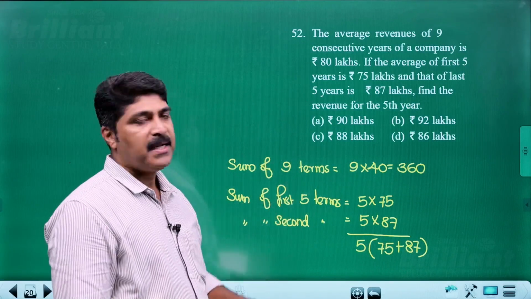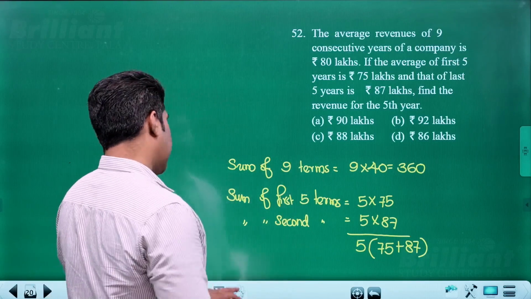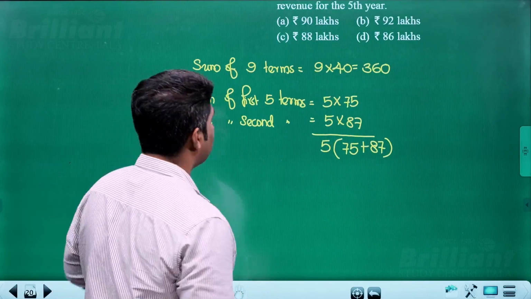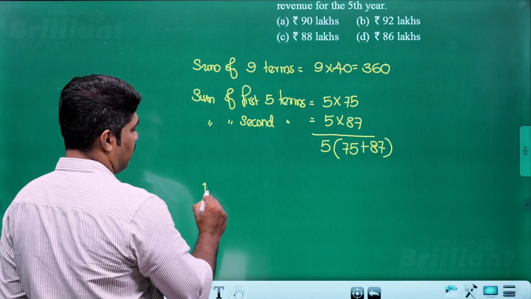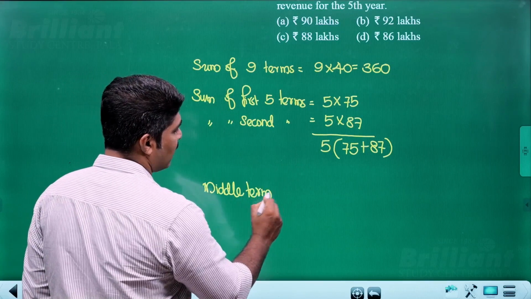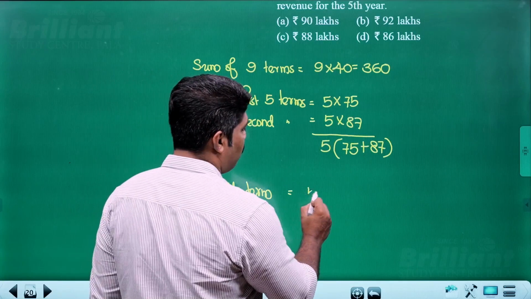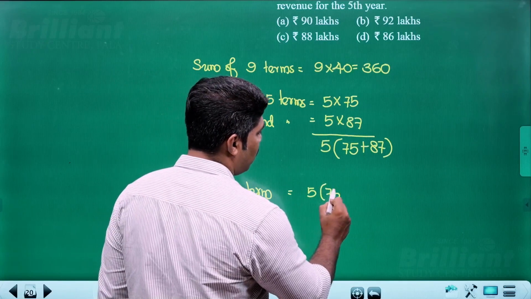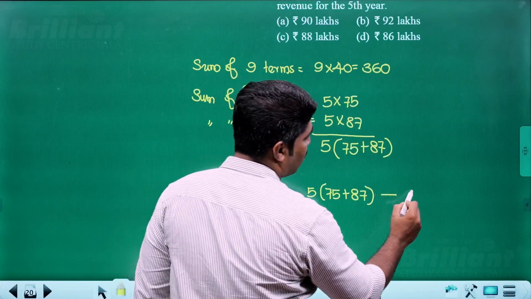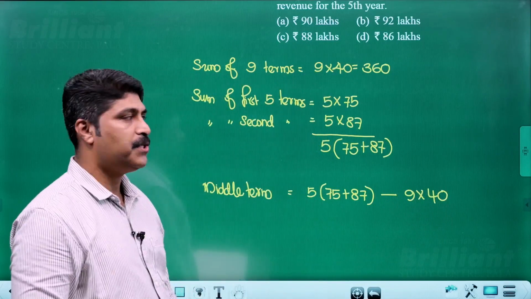Which is the repeating term over here that we have to subtract for getting the middle term? So the middle term, that's the repeated quantity in both these calculations. Here, this is 5 into 75 plus 87 minus this 9 into 40. So this is the simple step to reach the conclusion of this kind of a question.